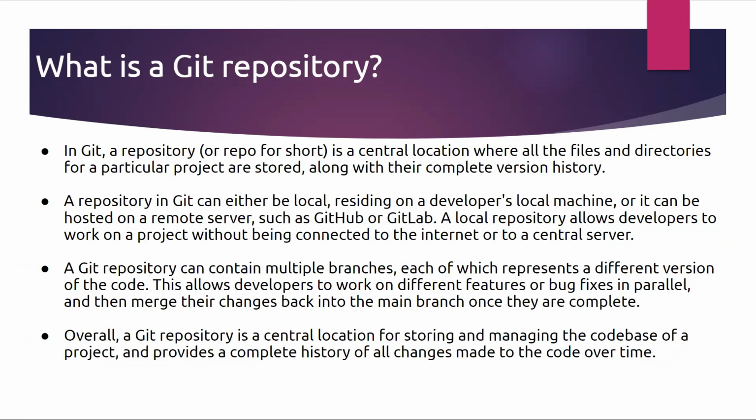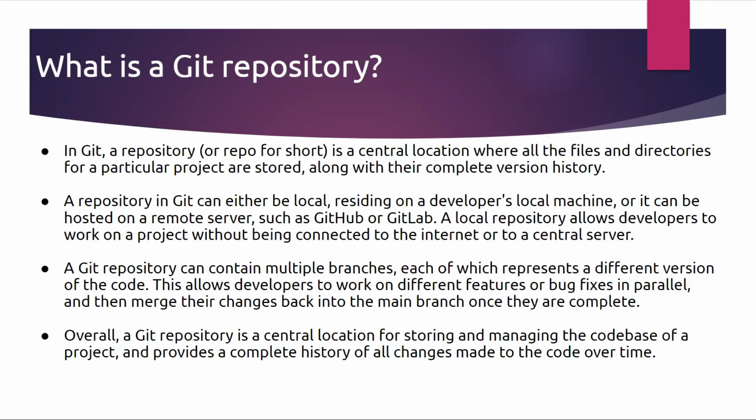Now, what is a Git repository? In Git, a repository is a central location where all the files for a particular project are stored along with the complete version history. A repository in Git can either be local, residing on the developer's local machine, or it can be hosted on remote servers such as GitHub or GitLab. A local repository basically allows the developer to work on the project without being connected to the internet or to the central server. Now, a Git repository can contain multiple branches.